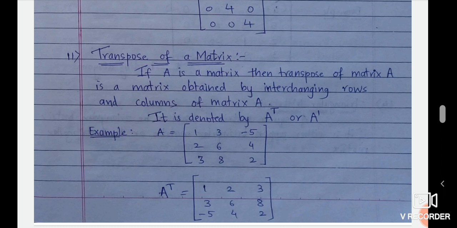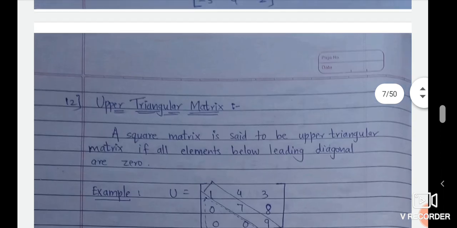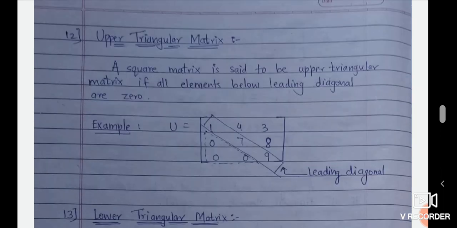Okay, so I have taken one example matrix A and we have found the A transpose. So see, the elements in the first row are 1 3 minus 5. Now they are in the first column 1 3 minus 5. Okay, second row 2 6 4 is in the second column 2 6 4. 3 8 2 is again in the third column. Okay, so that is the transpose of the matrix. Next is upper triangular matrix.